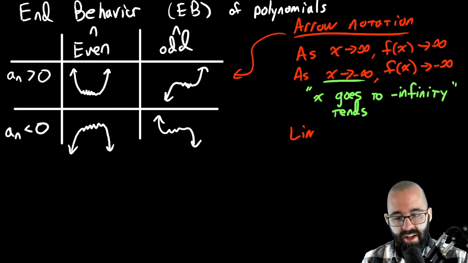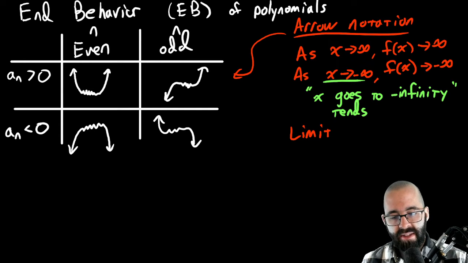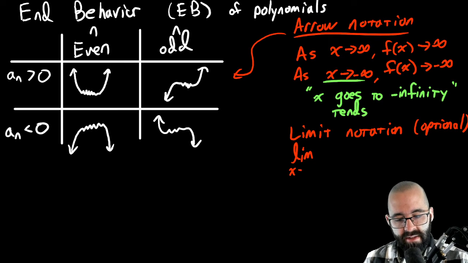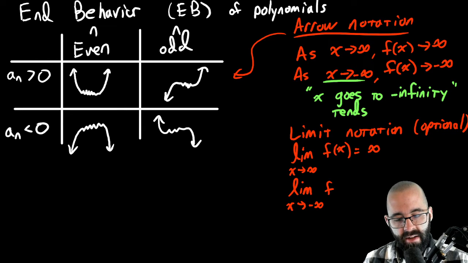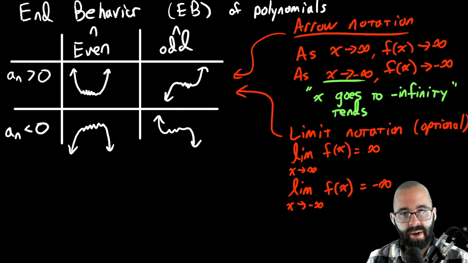There's also another notation. I know there are so many definitions and notations in this video so far, but it's good to have them down. This next one is going to be optional. Arrow notation is mandatory, but this one is optional, very helpful for people going into calculus. We're going to say the limit as x goes to infinity of the function equals positive infinity. The limit as x goes to negative infinity of the function is negative infinity. And again, these are both examples for this specific case right here.